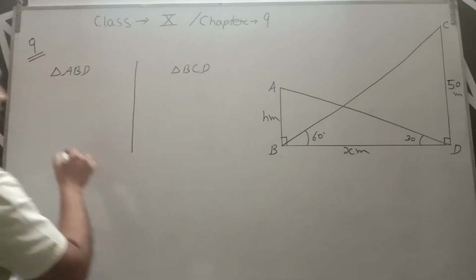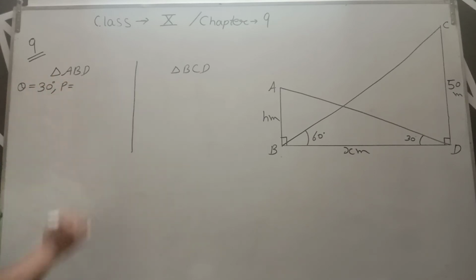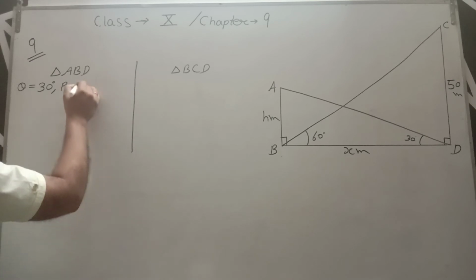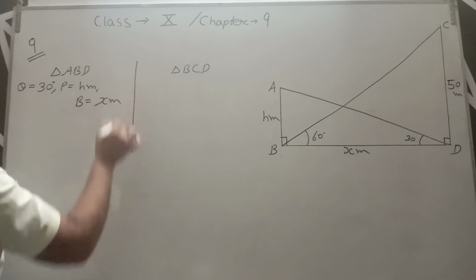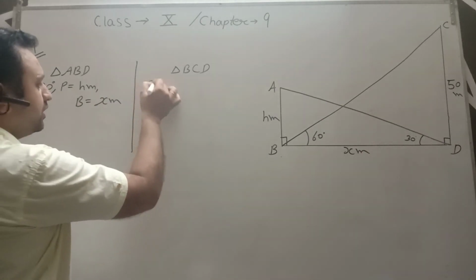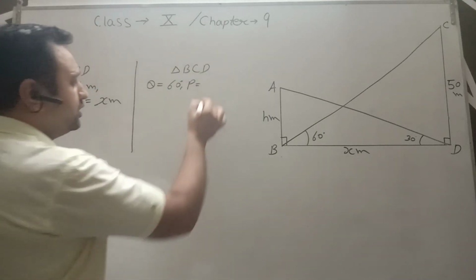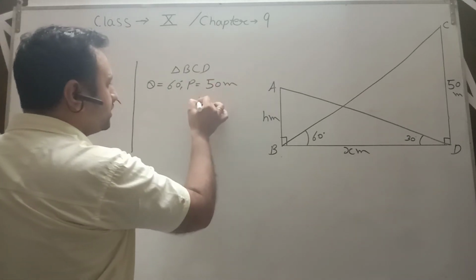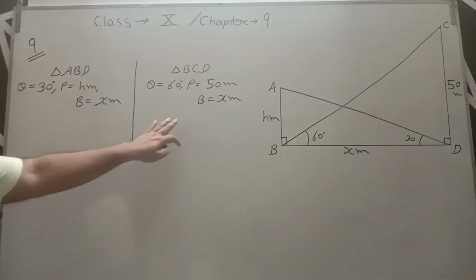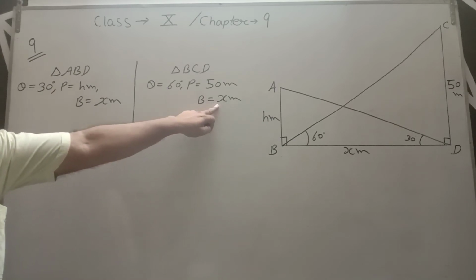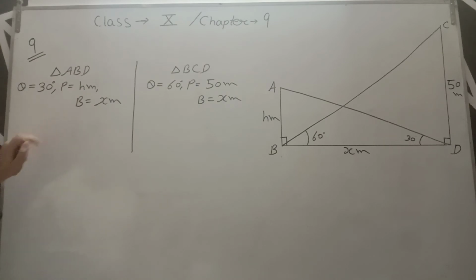In the first column we write triangle ABD and in the second column triangle BCD. In triangle ABD, theta is 30 degrees, the perpendicular, the side opposite to the given angle, is h meter, and the base is x meter. In triangle BCD, the angle is 60 degrees, the perpendicular is 50 meter, and the base is x meter. You observe that in this column there is only one unknown value. So firstly we find the value of x, and after this we calculate the other column.